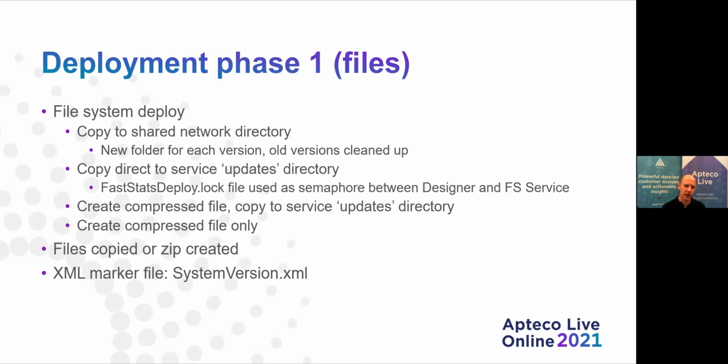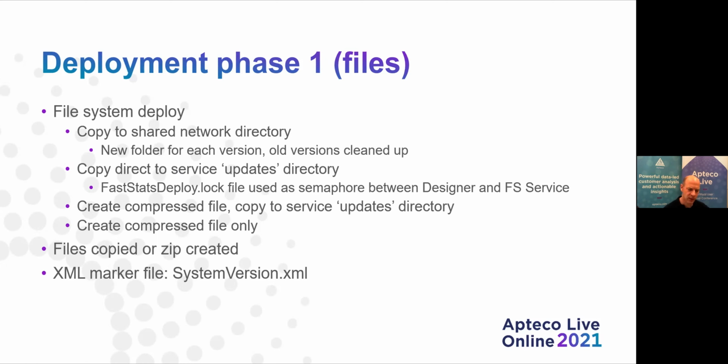So on the first phase, the copy the files to the service phase, we can use the file system to do this. So this doesn't require any access to the web service. It just copies files locally or onto the network share. And so we can copy the files to the shared network directory, and we do a new folder for each version, and old versions get cleaned up as they're unused. The service always just goes straight to the latest version, which is copied into that directory.